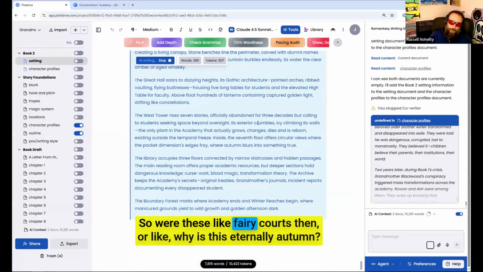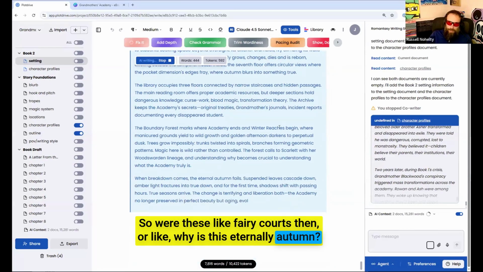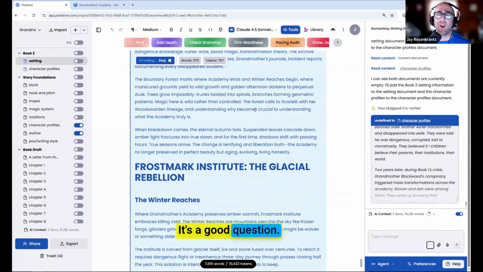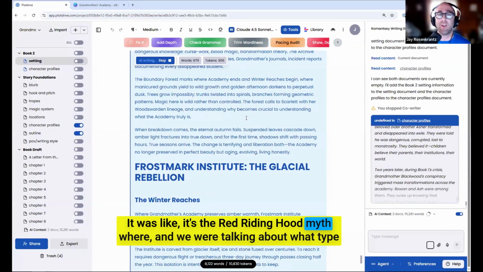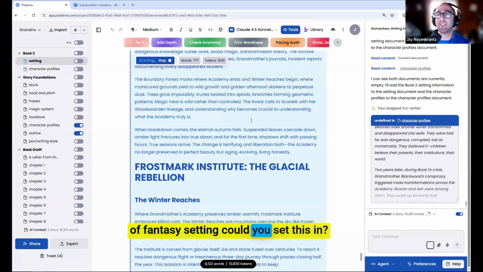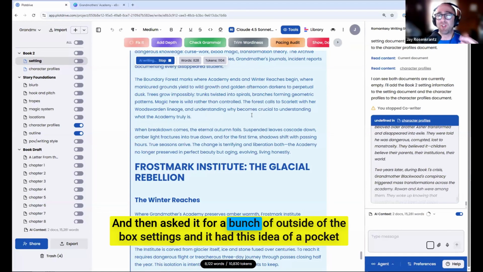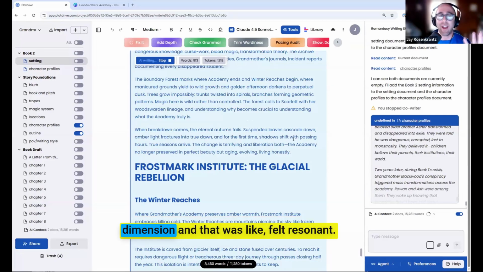So were these like fairy courts then? Or like why is this eternally autumn? It's a good question. No, I think it was like the Red Riding Hood myth. We were talking about what type of fantasy setting you could set this in, and then asked it for a bunch of outside of the box settings, and it had this idea of a pocket dimension, and that felt resonant. So that's really where it came from.